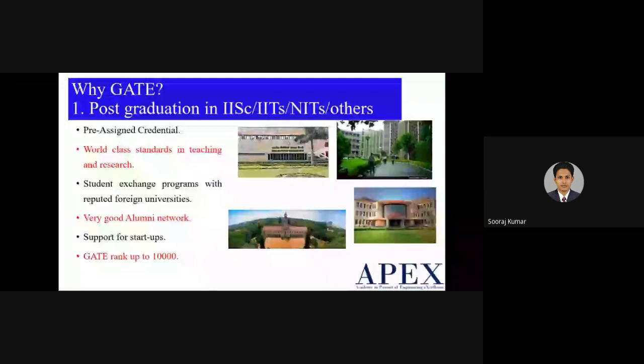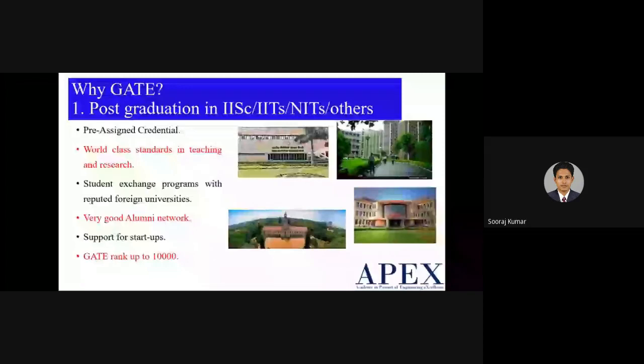If you go to IITs, the teaching is the best in the world. Why? Because most of the professors who come there have done their PhD in one of the best foreign universities of the world. I am from IIT Madras. I know professors who have done their PhD at Massachusetts, at Cornell, at Stanford. The best universities. Getting an assistant professor post in IITs is not that easy, and they are so good, that's why they get there.